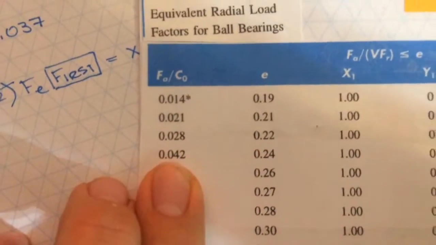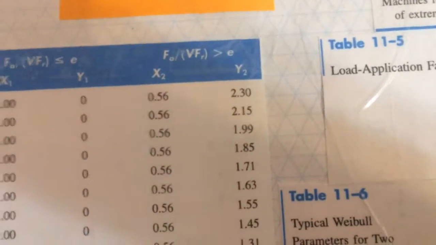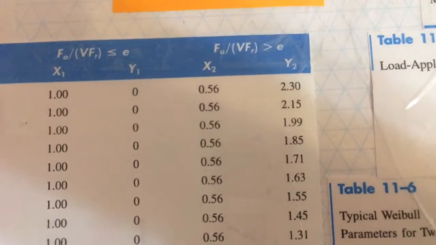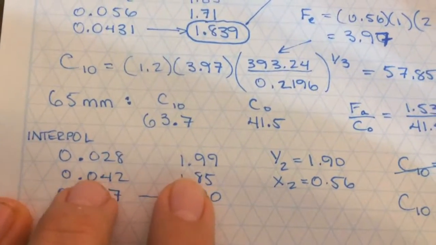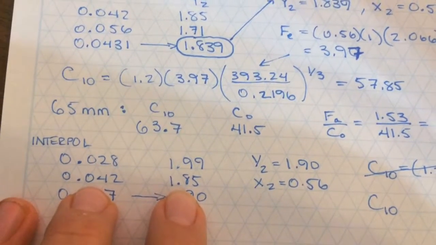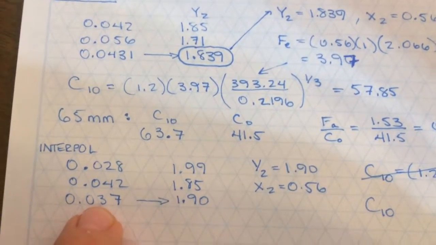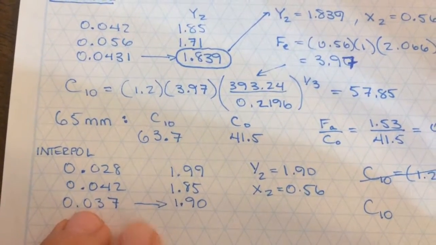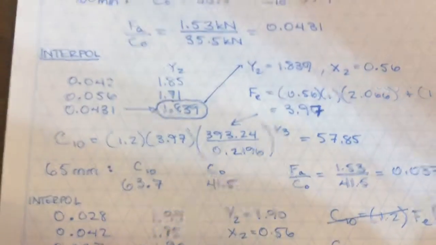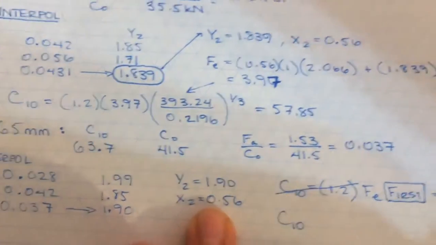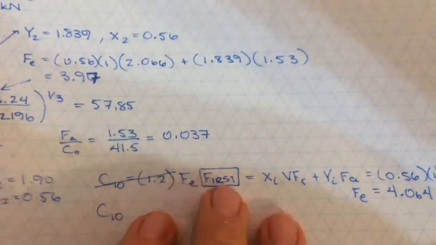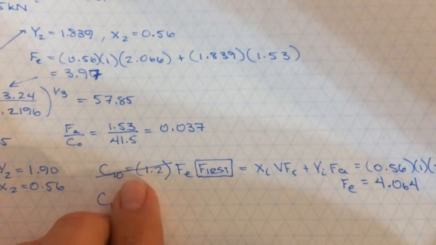That brings us to the table, 0.037, and that's between 0.028 and 0.042. And then we want our y values, that's 1.99 and 1.85. We're going to interpolate to find our value for 0.037, using those data figures I mentioned: 0.028, 1.99, 0.042, 1.85. Use the Casio, statistic mode, and plug in the data. 0.037 for the FA over C naught gives you a Y2 value of 1.9. So 1.9, X2 is still 0.56, and we plug it into, oh, I messed up, I wanted to do C10, but you can't do that.